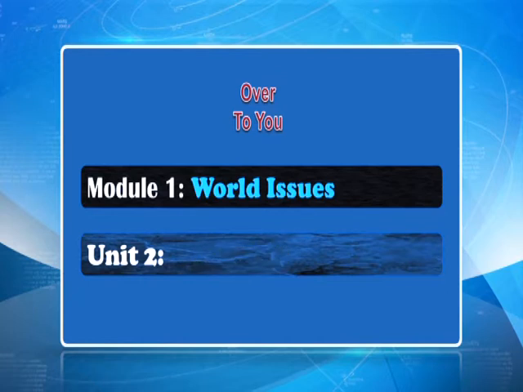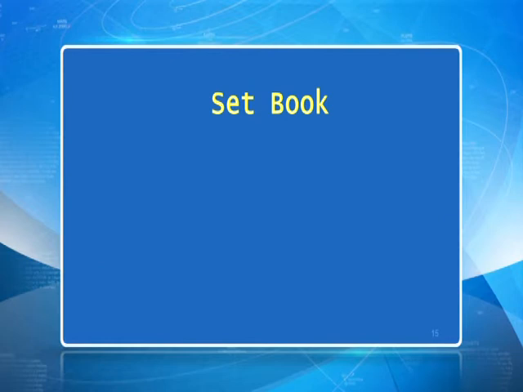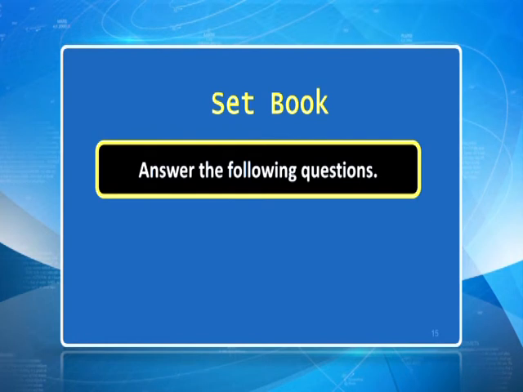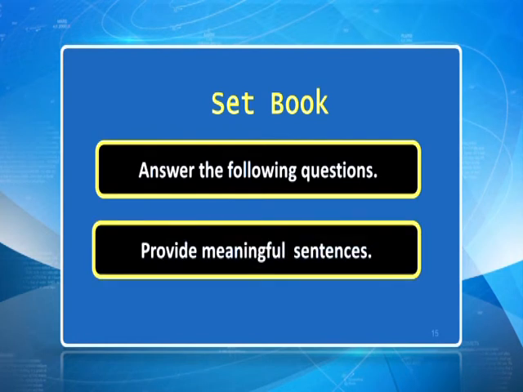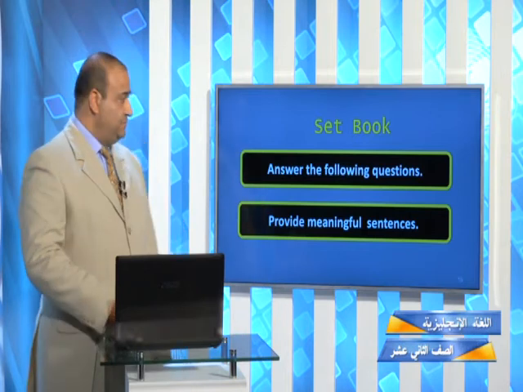Now let's have an idea about the meaning of migration. When a large number of people go to live in another area or country, especially in order to find work, or when birds or animals travel regularly from one part of the world to another, especially for food, warmer weather, and breeding. Now, let's start by getting our questions. Answer the following questions. And again, just to remind you, you have to provide us with meaningful sentences. So no words, no isolated words, and no fragments are allowed in your exams.